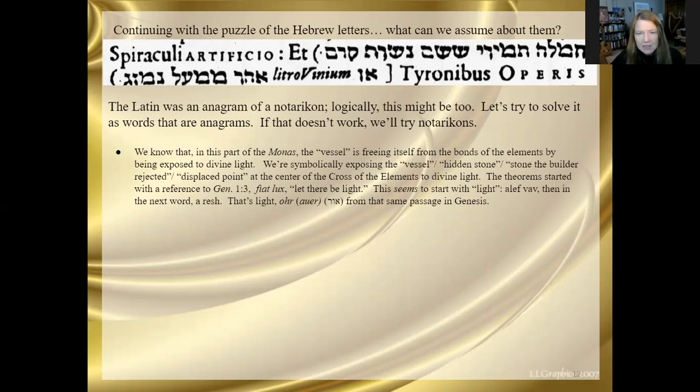So if that's the beginning of the process that is acting on this thing in the center of the world, this vessel, say, it would seem like we'd expose it to light. And already we have something we can do here, right? Because these are the first two Hebrew letters in light, or. So we have Aleph Vav.